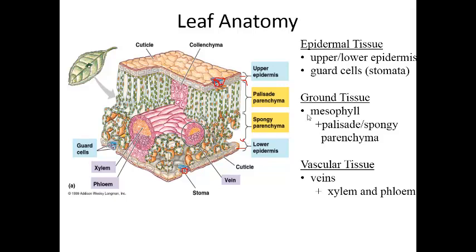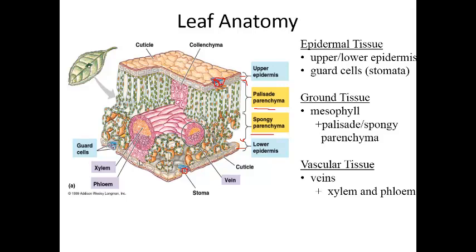The ground tissue is referred to as the mesophyll, and the mesophyll is made up of two types of cells. One called palisade parenchyma and a second called spongy parenchyma. And these mesophyll cells are the cells that are going to be performing photosynthesis. If you look at them, they are chock full of chloroplasts. In particular, the palisade parenchyma cells will be performing more photosynthesis.